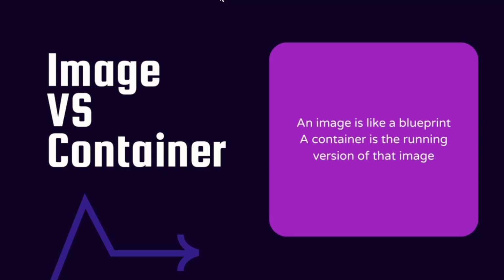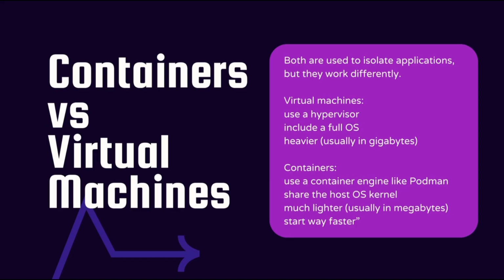Image versus container. So what is the difference between those two? An image is like a blueprint and a container is the running version of that image, so they're totally different things. Let's think of it like a class and an object in programming. Isn't it? Okay, we'll talk about it later.